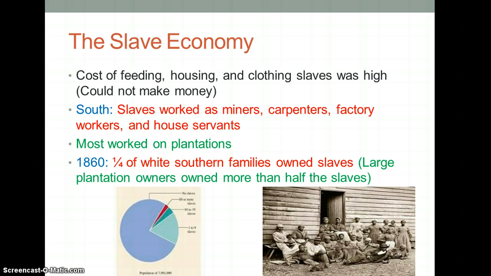The slave economy. The cost of feeding, housing, and clothing slaves was high, so it was tough for those people in the South to make money. That's why the majority of people in the South did not own slaves.